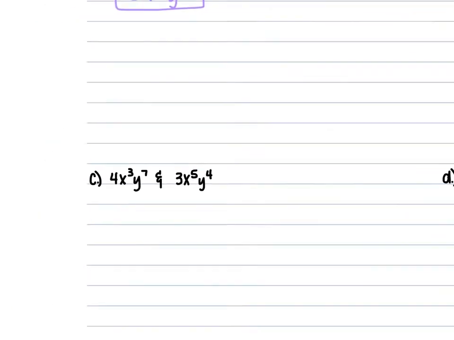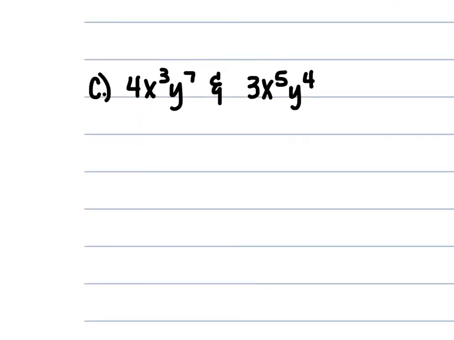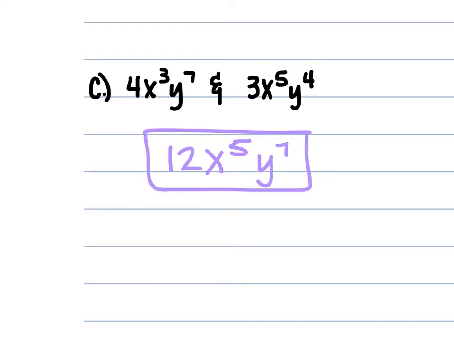So we can simplify. If we look at C, we have 4x cubed y to the 7th and 3x to the 5th y to the 4th. The 4 and the 3, the least common multiple is 12. We're going to keep the x to the 5th and the y to the 7th. So 12x to the 5th, y to the 7th.